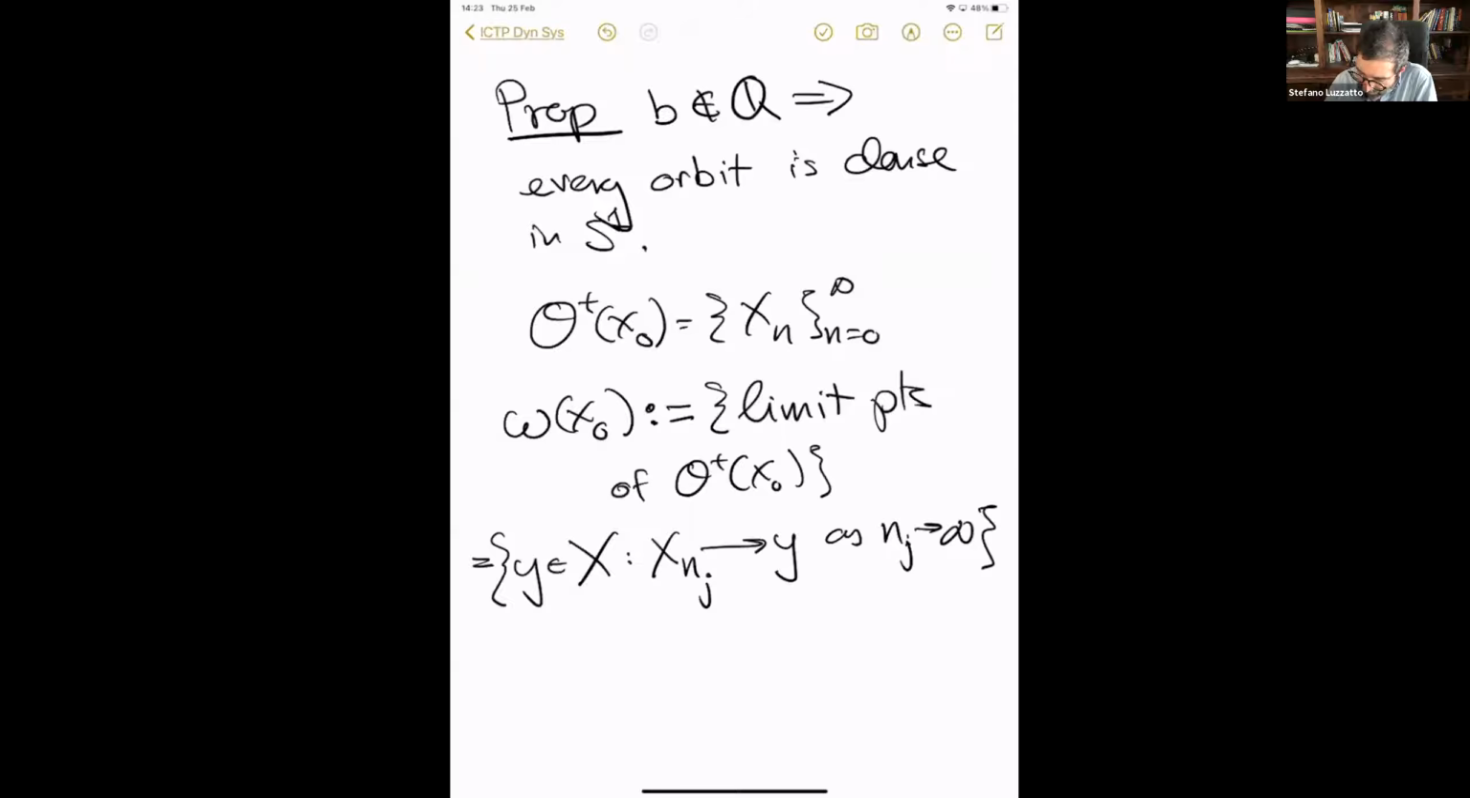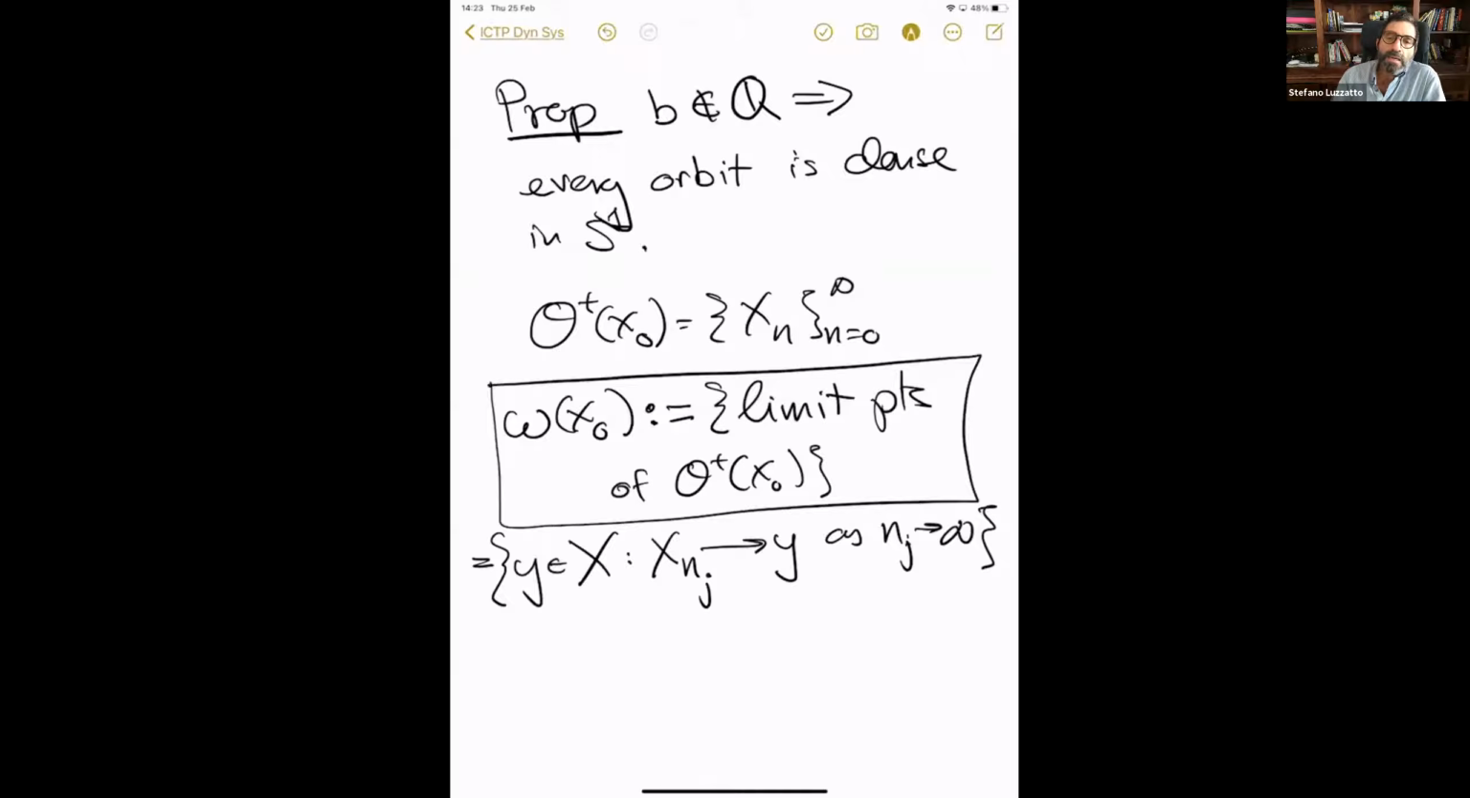This is a very important definition because it really allows us to describe the asymptotic properties of non-periodic orbits. If an orbit is periodic, then in principle we can describe it precisely. A periodic orbit is a finite set of points. So that's the orbit. If the orbit is infinite, there are many different things that this orbit may do.